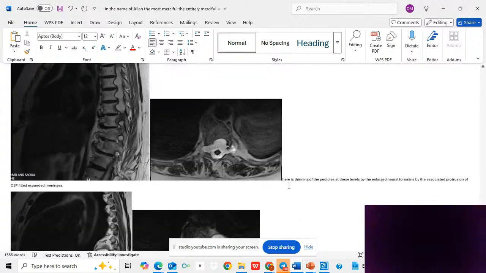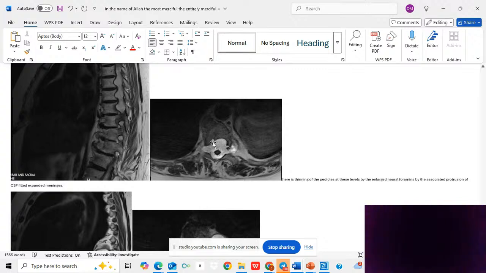Here, there is thinning of the pedicles at these levels, at the mid-thoracic level. As you can see here, this is the normal pedicle. This is the normal pedicle. This is the normal pedicle. Here, the pedicle starts to be very thin. There is thinning of the pedicles at these levels.